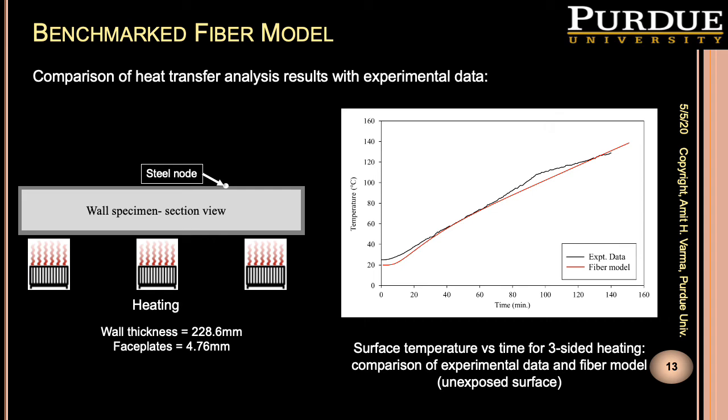Moving over to validation, the model was validated by comparing the obtained results from the model to the experimental data and finite element results for composite plate shear walls and concrete filled tube columns. This slide shows the temperature variation of a steel node for a wall specimen heated on three sides.